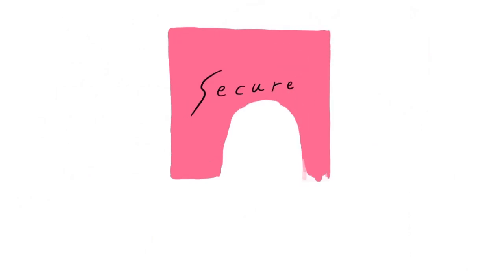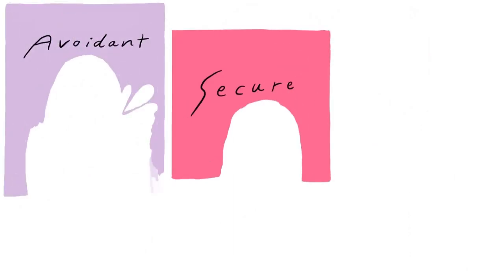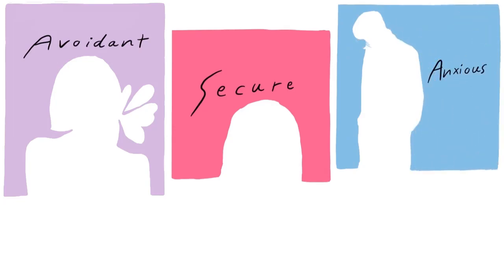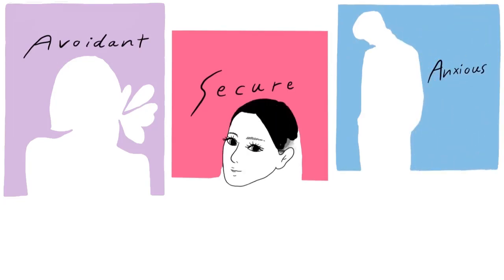To explain this theory, I would like to introduce three of my good friends to you. They each represent the different types of attachments we can have from when we were a child. This is Lily. She's the secure type.